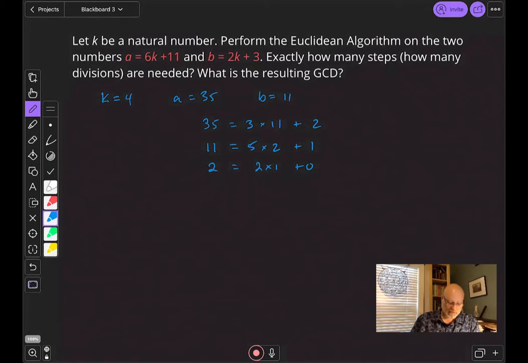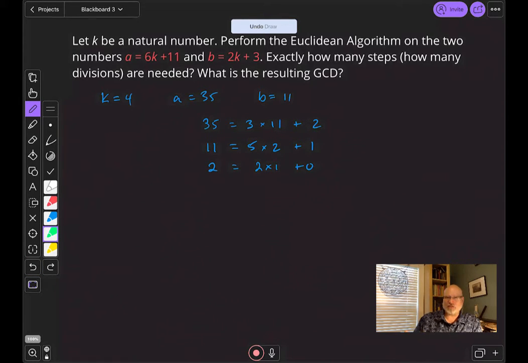When I talk about bringing stuff over, just a reminder, what I'm doing is this 11 becomes our new dividend over here. This 2, the remainder, becomes our new divisor. Then the 2 goes here, and this 1 comes here, and so on. So that's a reminder of what I mean by bringing stuff over.